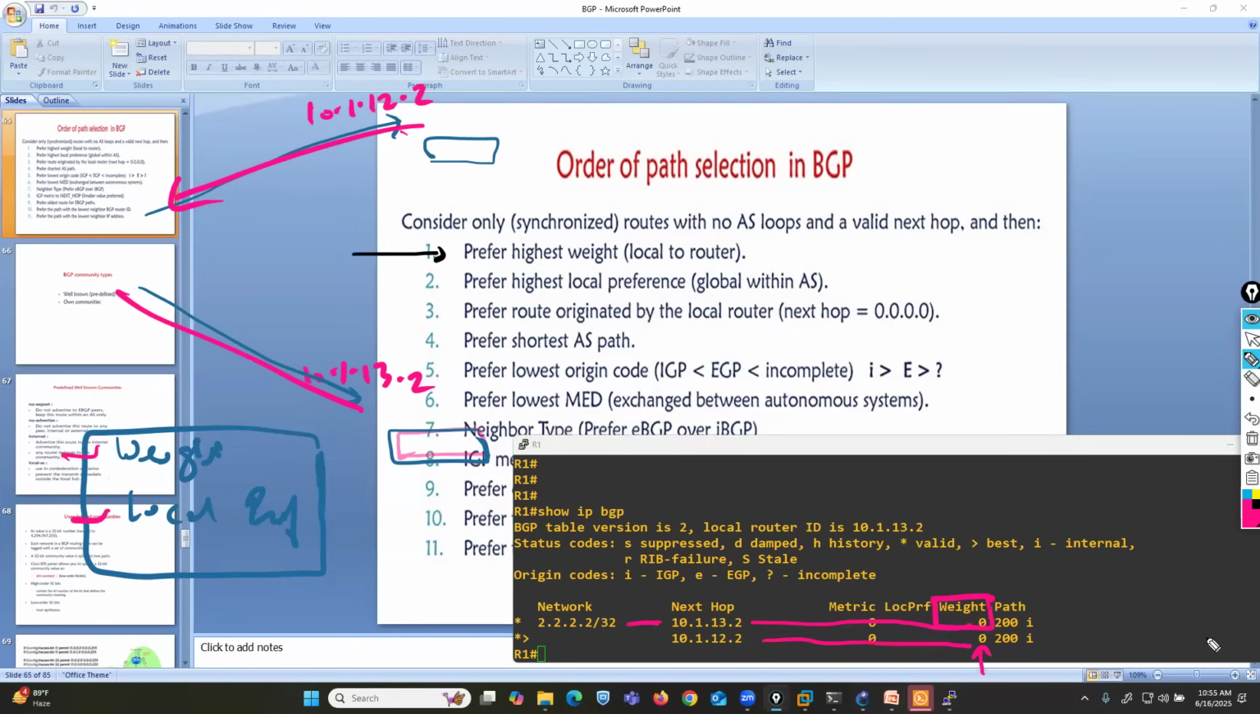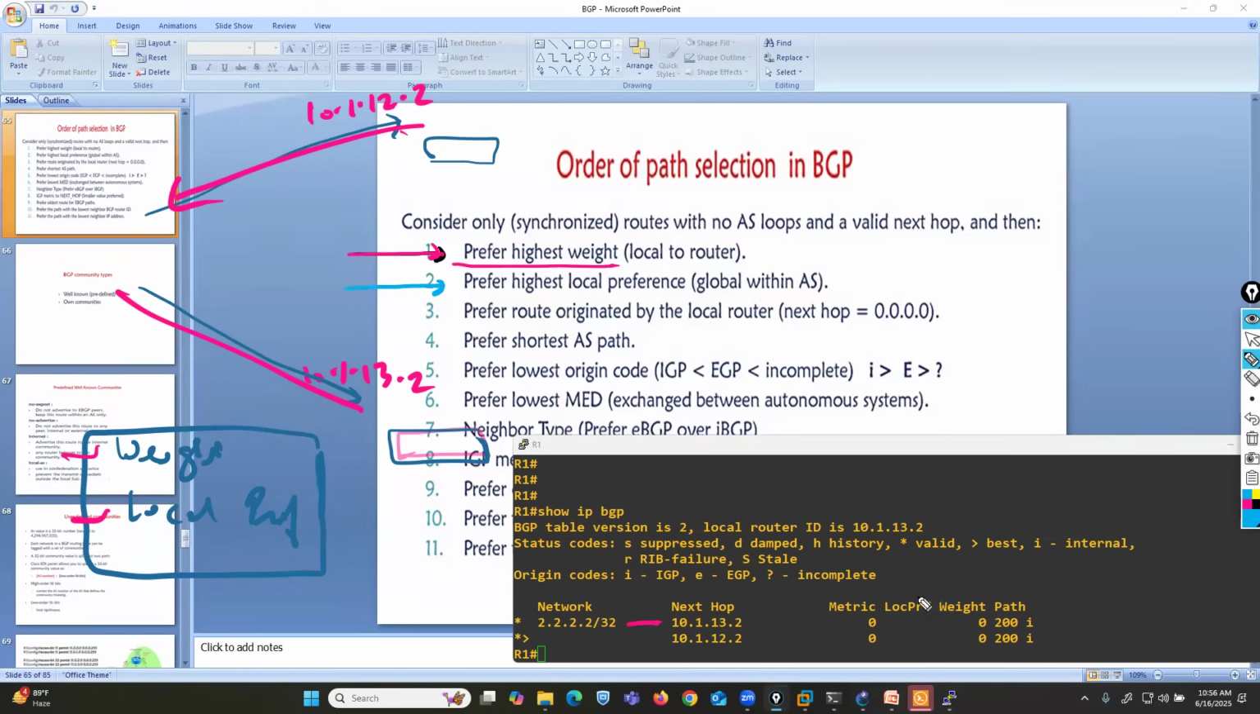Here I'm talking about the order of path selection in BGP. The first option is what? The router will first check the highest weight. But here, on both sides, we have the same weight. So there is a tie. If there is a tie, then the tiebreaker is the highest local preference.